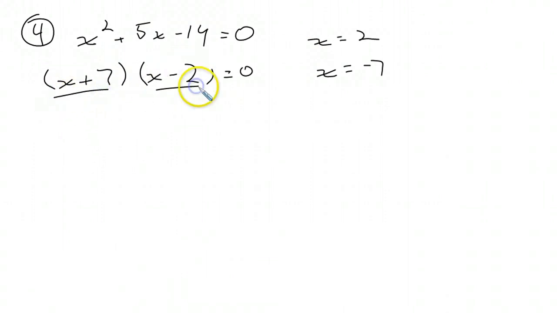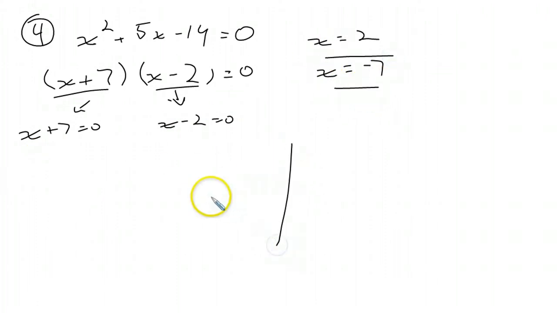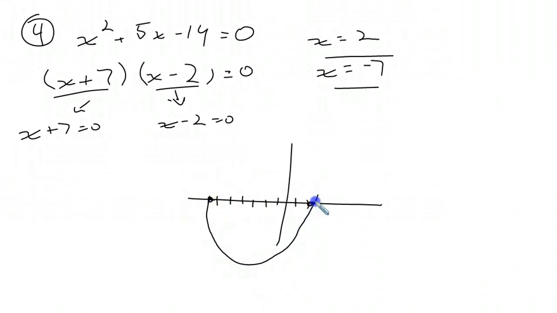Since I have something times something equals 0, I can set both of those somethings equal to 0. So x plus 7 equals 0, and x minus 2 equals 0. So x will be -7 and 2. Well, now I just have to graph this. So I know it's going to cross at 2. I also know it's going to cross at -7. And then I just draw a parabola. Yeah, that looks pretty close.